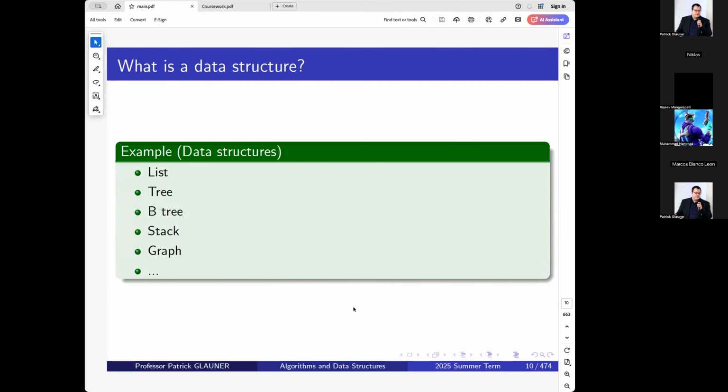And there are numerous data structures that we will discuss in this course, like lists and trees. We will briefly look at more advanced trees like a B tree. We will discuss stacks and graphs. And all of these data structures here are eventually just graphs with some constraints. If you know any other data structures, please send them to the chat. I'm curious to see if any of you know other data structures and we can discuss them.